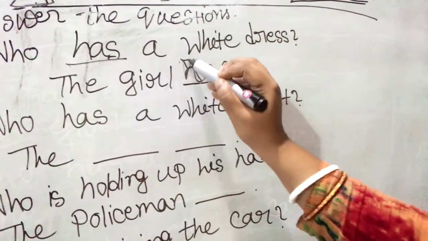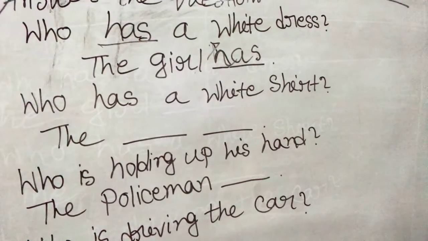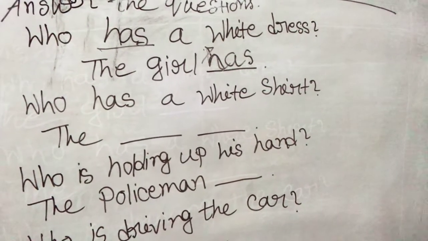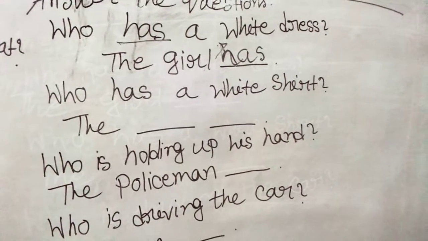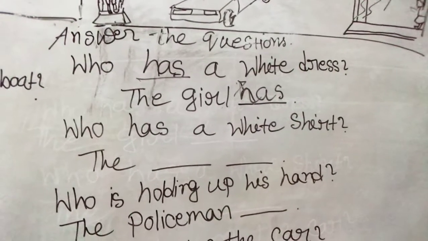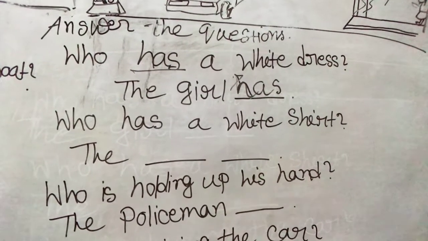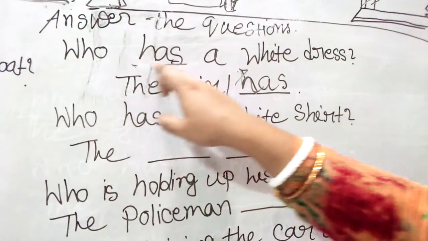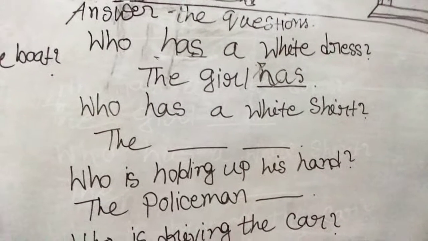I repeat the question. Who has a white dress? The girl does. That means the girl has. You wrote it down? Please note it down, babies. I am giving you time to note it down. Who has a white dress? The answer is: the girl has.